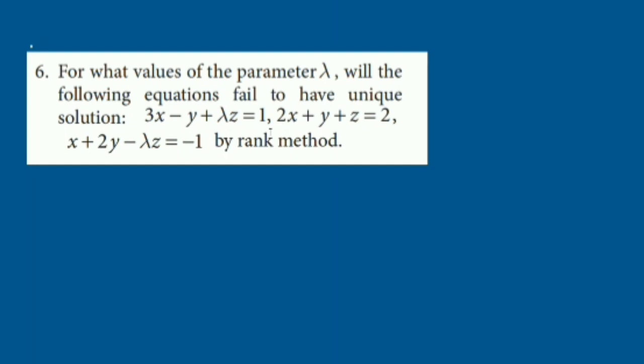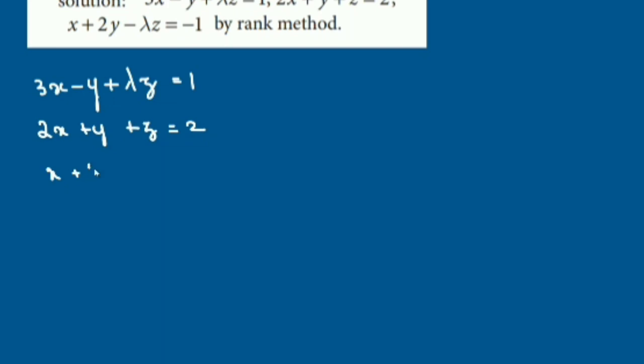For what values of the parameter lambda will the following equations fail to have a unique solution? So we have to find the lambda here. Write the equations: 3x minus y plus lambda z equal to 1. The second one, 2x plus y plus z equal to 2. Then x plus 2y minus lambda z equal to minus 1. So let us find lambda here.